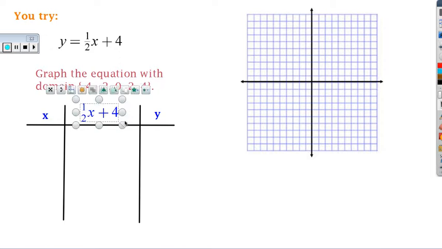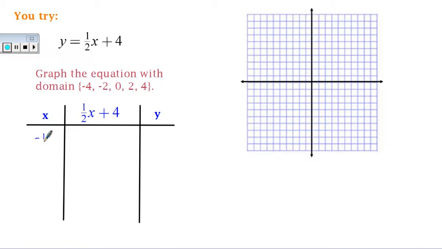So we're going to take those numbers and write them in the x column of our xy table. So create your xy table and then write your x values in the x column. We always like to put them in ascending order. It's just an easy way to organize. And then we're going to substitute in.